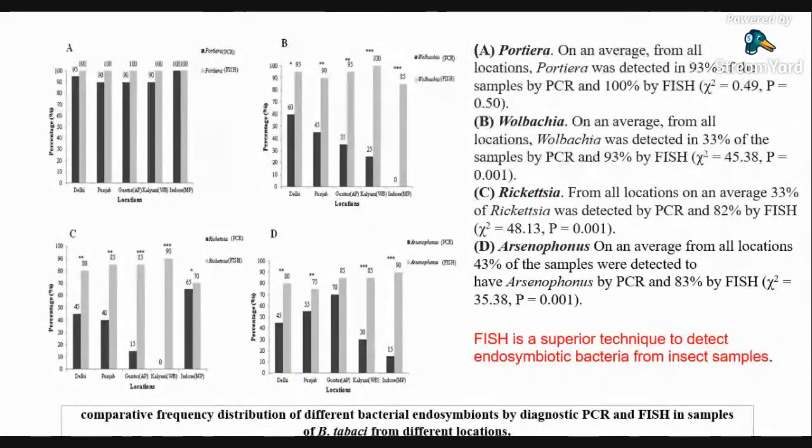Here is the comparative frequency distribution of different bacterial endosymbionts by diagnostic PCR and FISH in samples of Bemisia tabaci from different locations. Of the two techniques, FISH is superior for detecting endosymbiont bacteria from insect samples because there is no need for DNA isolation, which further reduces the chance of error, and a large number of insect samples can be easily processed simultaneously, compared to PCR, which is more laborious.